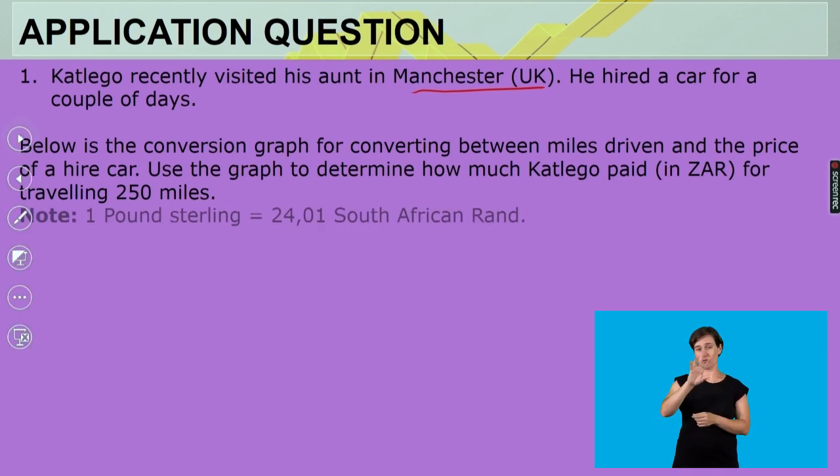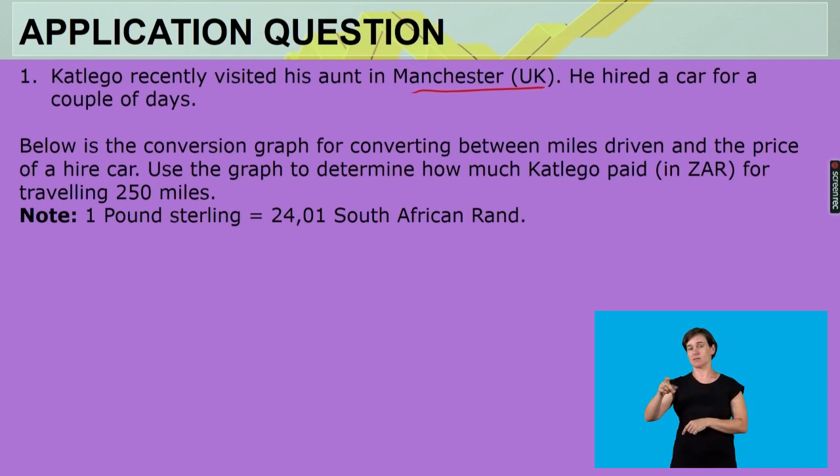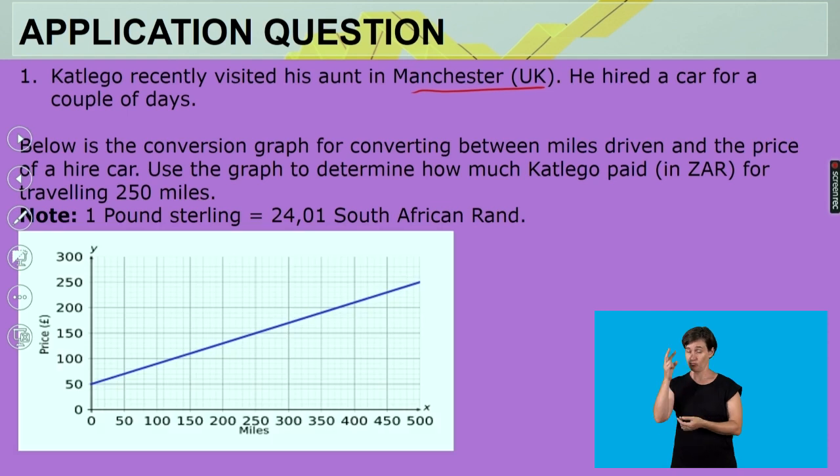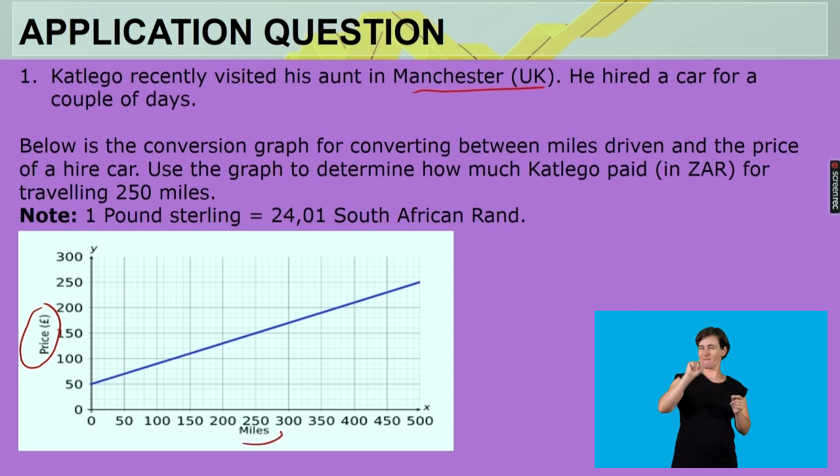miles. Now let's look at our graph, but before we get to that point, a note was given that £1 sterling equals 24 Rand 1 cent, right? So that was the note. So here is our graph. Here's our price in pounds, and here's our distance indicated in miles. Are we fine?